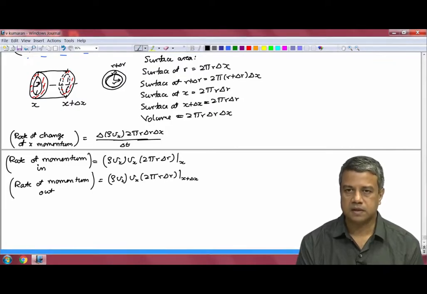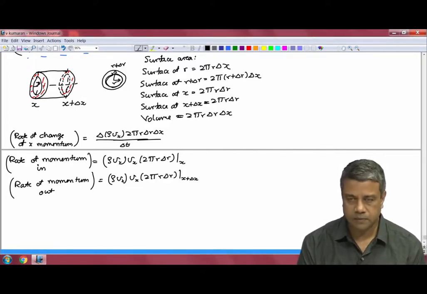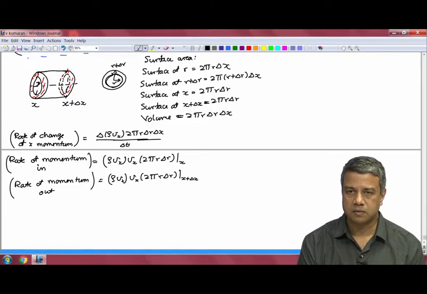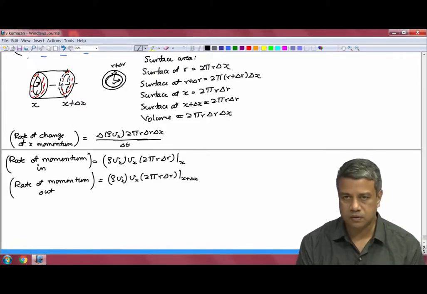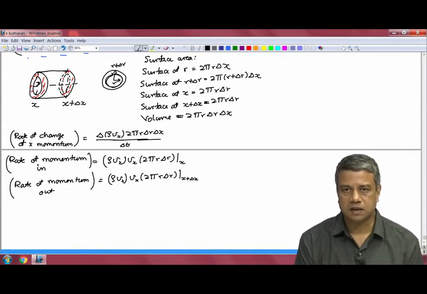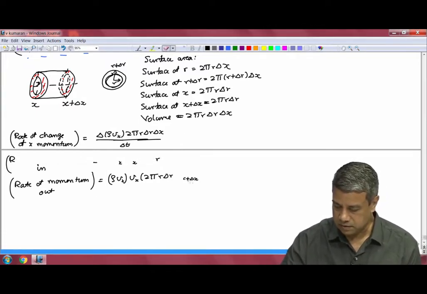Recall, we have considered a fully developed flow where the velocity does not vary in the x direction. Therefore, the rate of momentum in and the rate of momentum out will be equal for this fully developed flow, and therefore, there will be no contribution to the momentum conservation condition due to the momentum entering and leaving the differential volume, because those two are identically equal. So, these terms are identically 0.